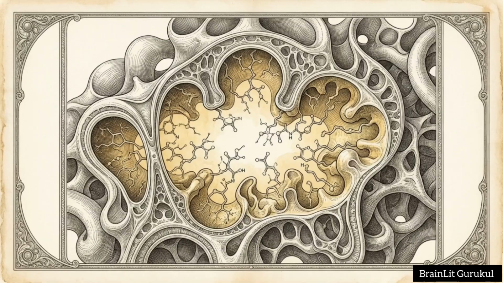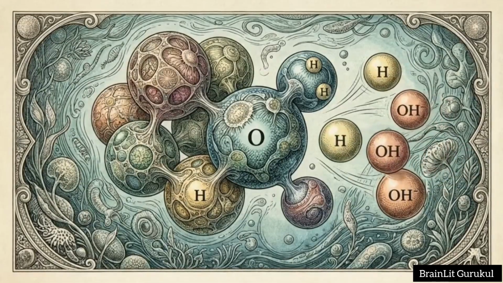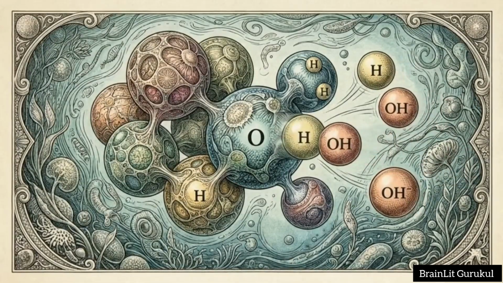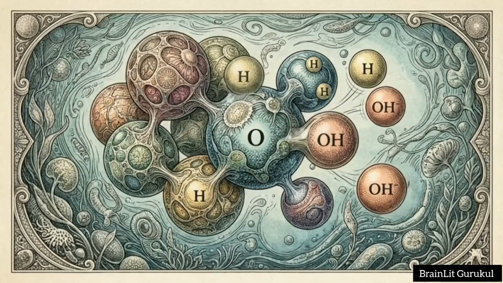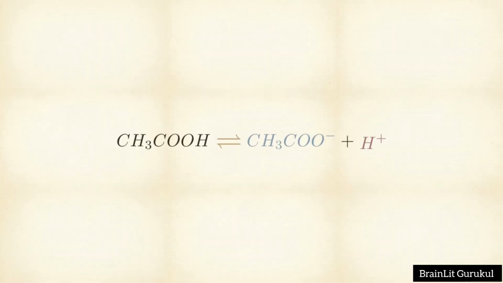While strong acids dissociate completely, the functional groups in biomolecules and enzyme active sites are often weak acids. Weak acids only partially ionize in water, meaning they exist in a dynamic balance between their intact and dissociated forms. This balance creates a conjugate acid-base pair. Acetic acid is a classic example. The intact acid acts as the proton donor, while the acetate ion acts as the corresponding proton acceptor.